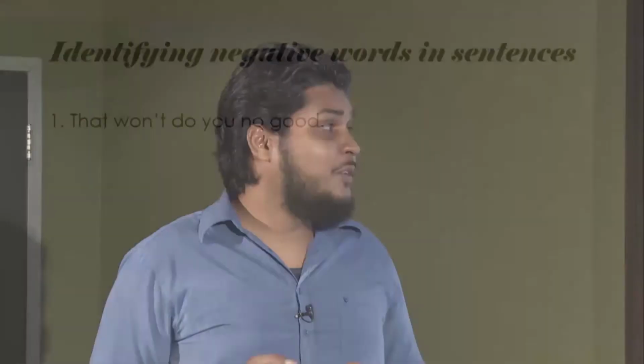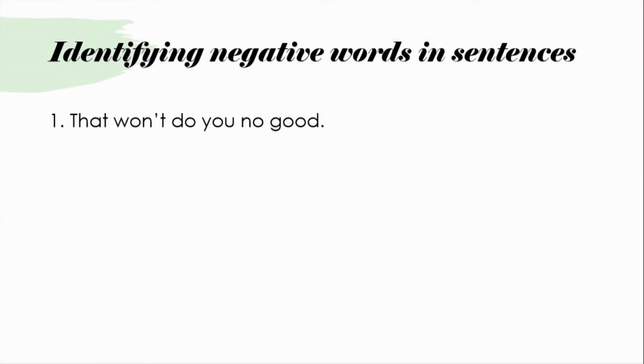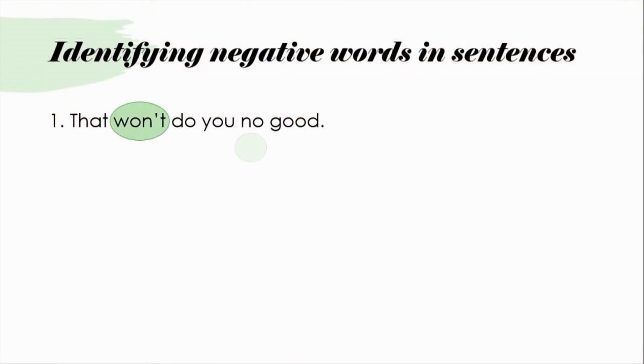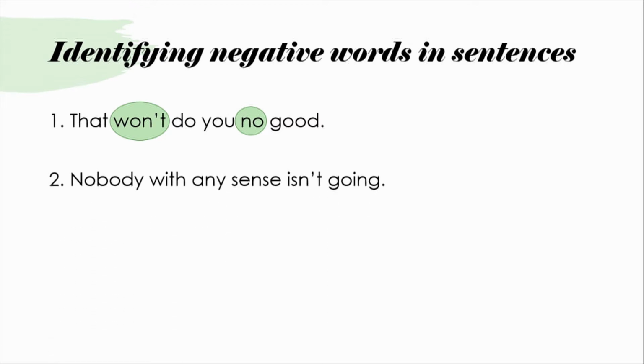So now here's where we come to practicing, identifying negative words in sentences. That won't do you no good. Now read that sentence and you tell me what are the negative words in that sentence. That won't do you no good. Now when we're at home, it's okay to talk like that. But do you think it's okay for us to write like that? No, it isn't. So those are the two negative words, won't and no. And the way to correct the sentence is by removing one or the other and replacing it with something else. And we will see that. Right now we're just identifying.